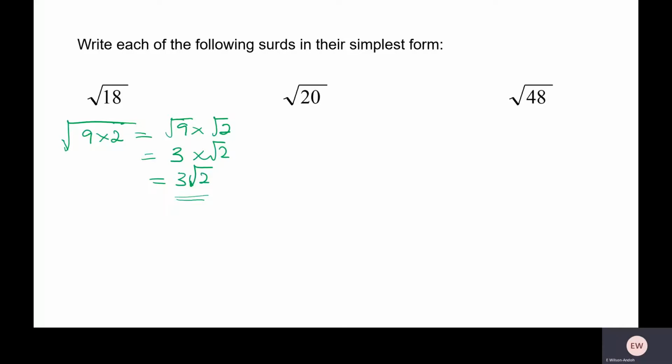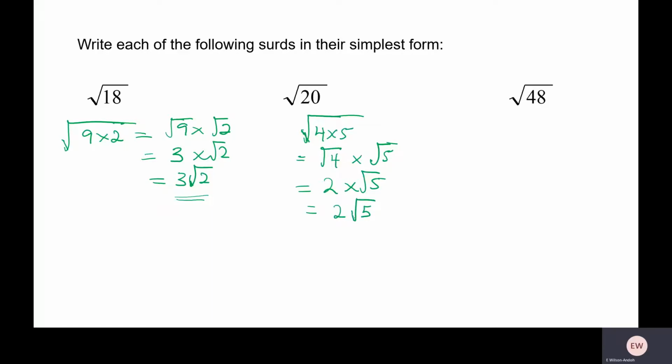In the next question, we think of a square number that is a factor of 20. And what square number is that? 4. So we can write root 20 as root of 4 times 5. And this is the same as root 4 times root 5. And root 4 is equal to 2. So we get 2 times root 5. So our final answer will be 2 root 5.